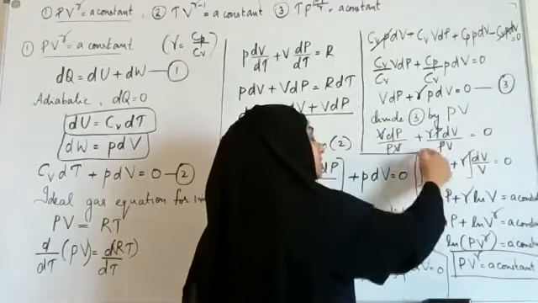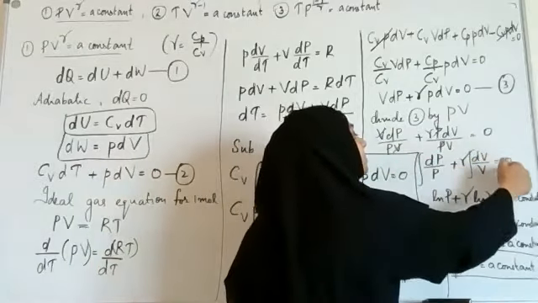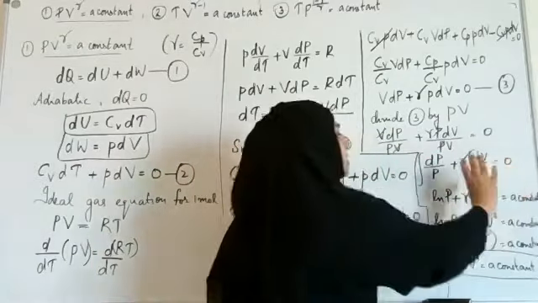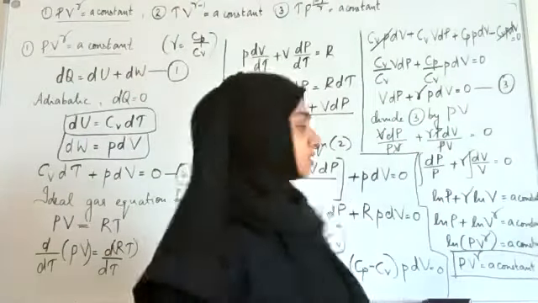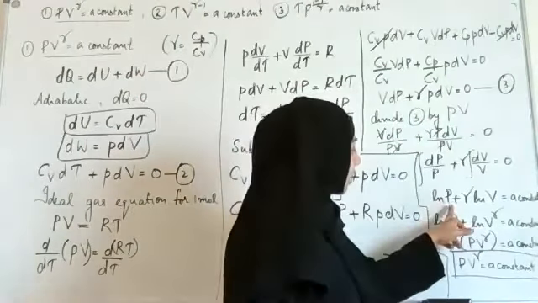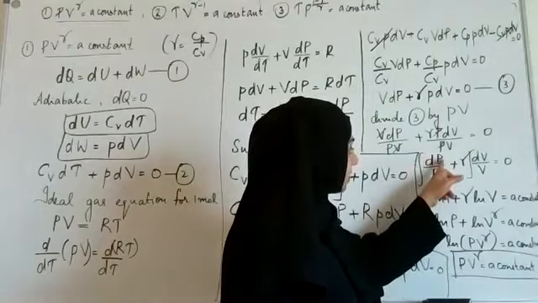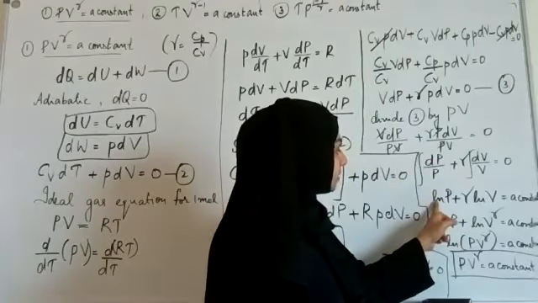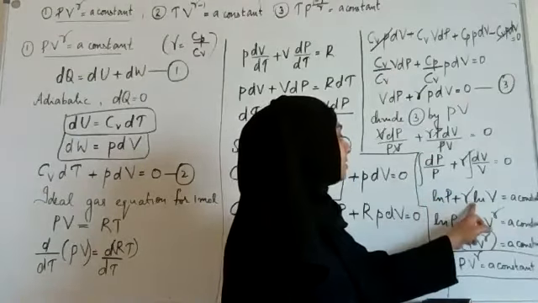Since you are not integrating with limits, you have to add plus a constant. So plus a constant, when it goes to the other side, it will be just a constant, whether positive or negative. So this is 1 by P dP. Integral 1 by P dP is log P, and integral 1 by V dV is log V.